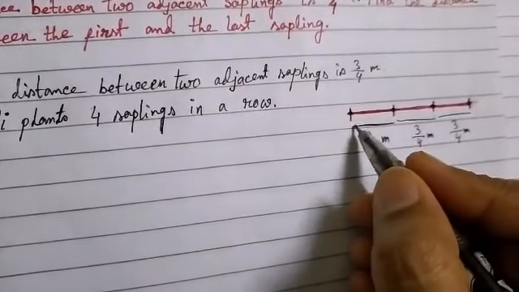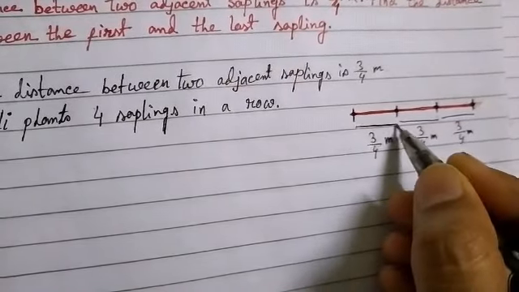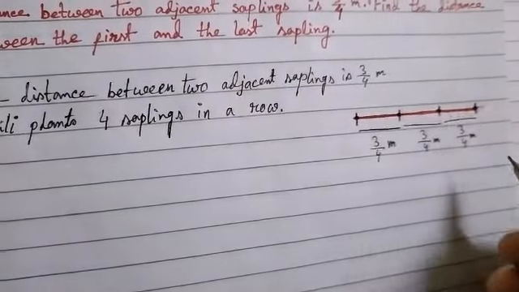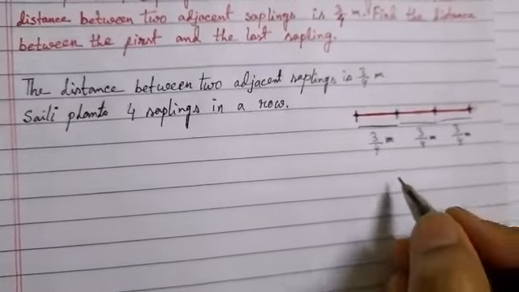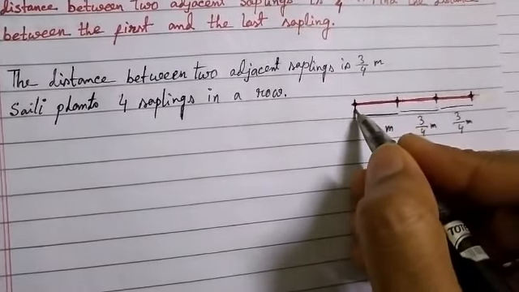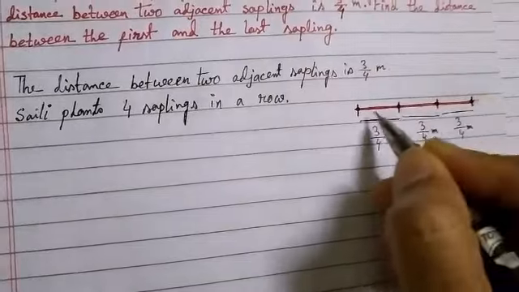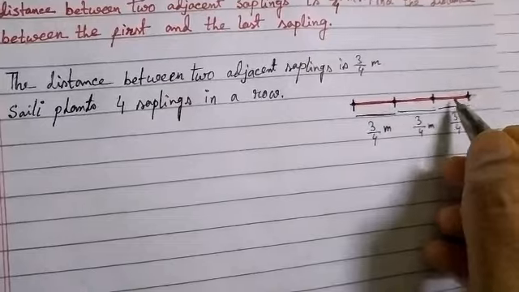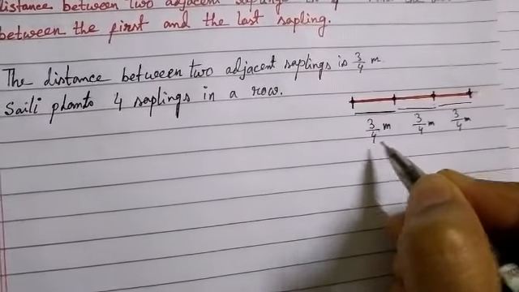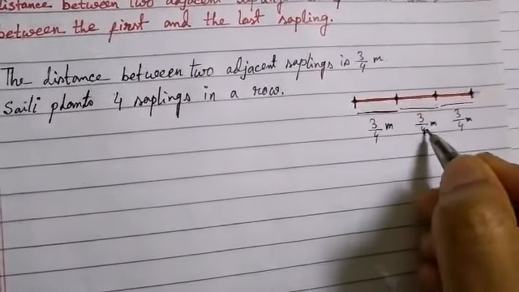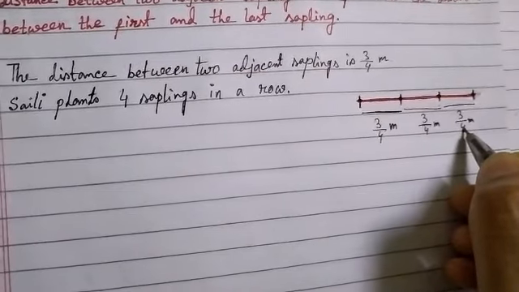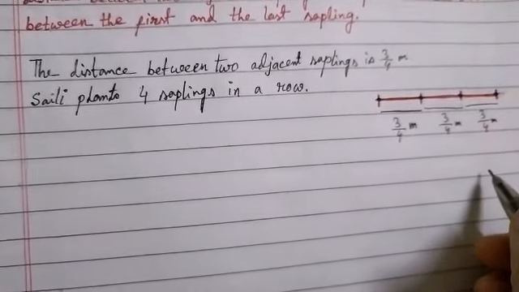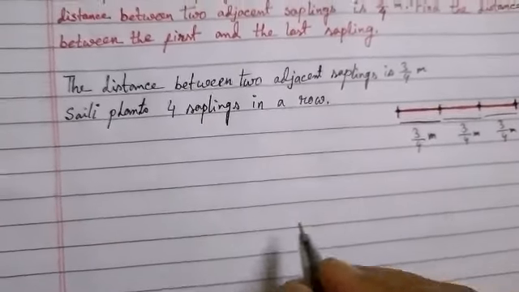So this distance between two saplings is 3/4 meter. So how many gaps are there? 1, 2, 3 gaps. That means if we want to find the distance from first to last, we have to multiply 3 gaps by 3/4. Or you can add 3/4 plus 3/4 plus 3/4. Actually repeated addition means multiplication. So here we will not add, we will just multiply.